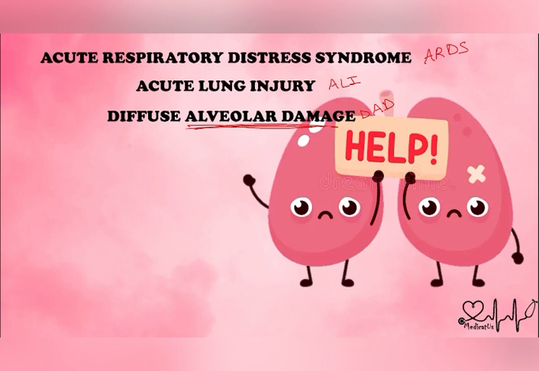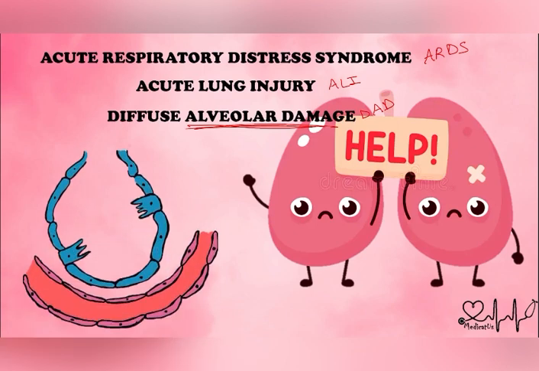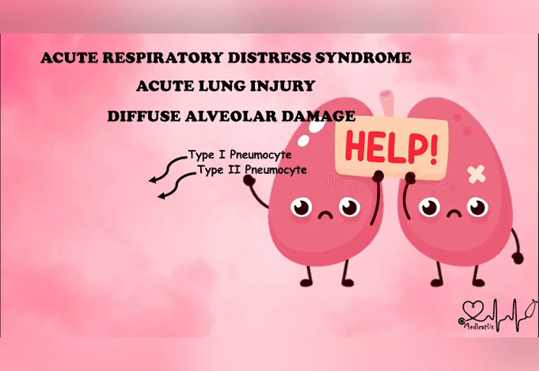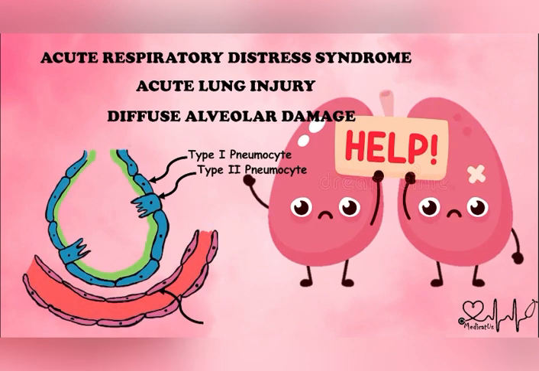So let's take a look at a normal alveoli. The lining of this alveoli is type 1 pneumocyte and type 2 pneumocyte. And this type 2 pneumocyte releases surfactant. And for the capillary, the lining is endothelial cells. Now, this endothelial cell is very important. Why? Because this alveolar damage starts with this endothelial cell.